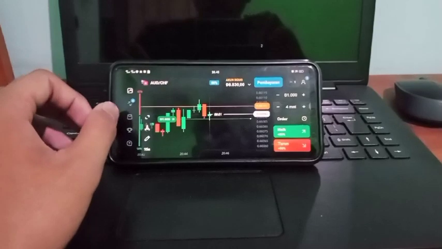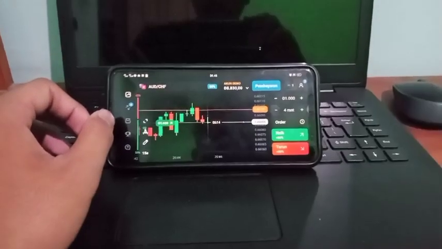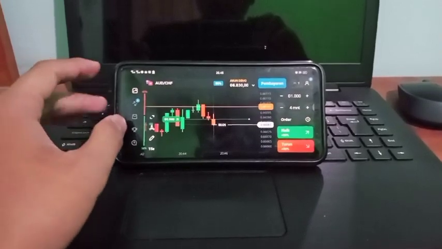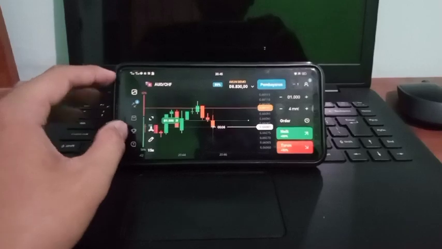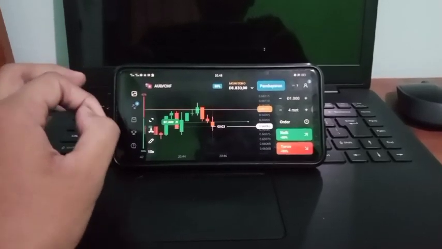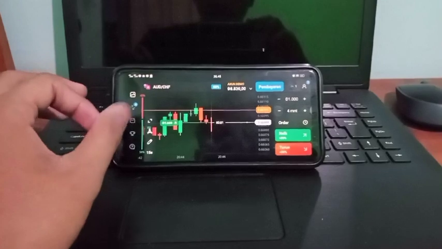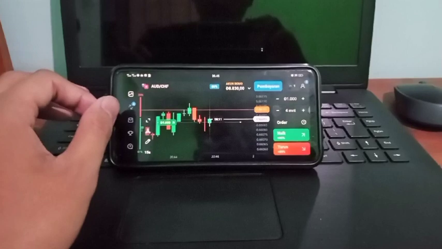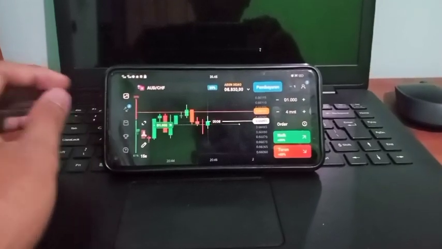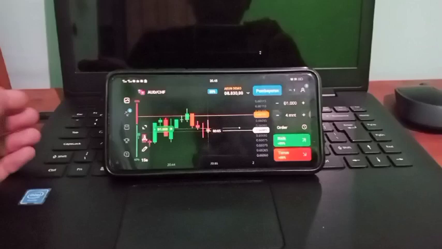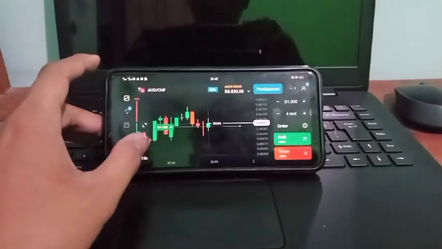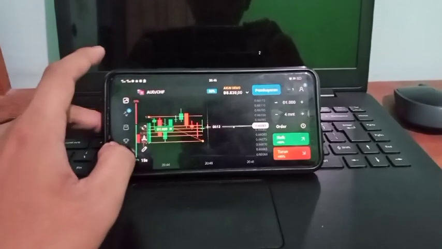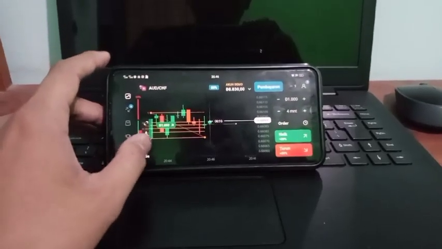And the second, open an account with a leverage of 1 per 500 or up to 1 per 2,000. One other way that you can trade with a small capital of 100,000 rupiah or $10 is by opening a trading account with 1 per 500 leverage or even 1 per 2,000 leverage.